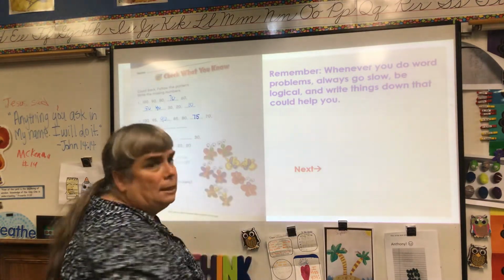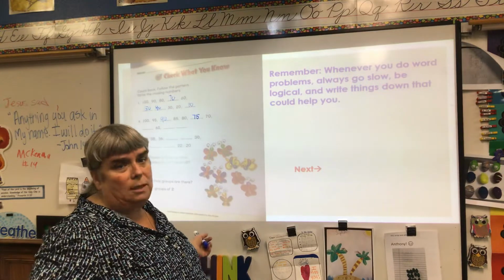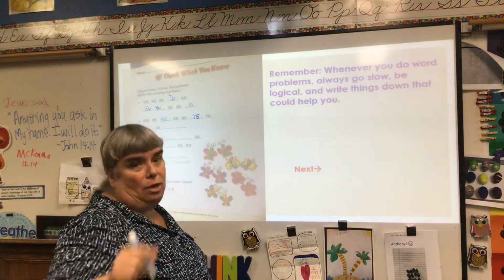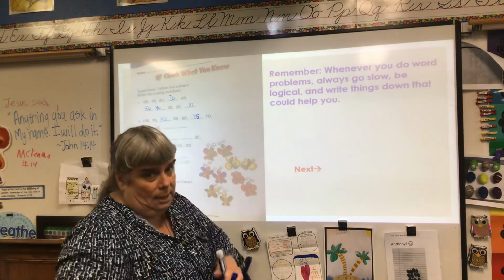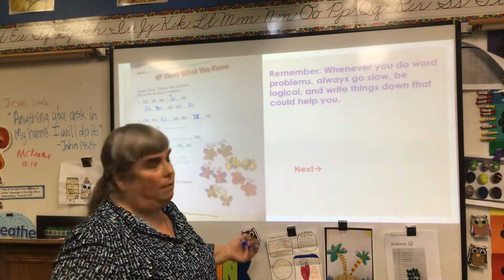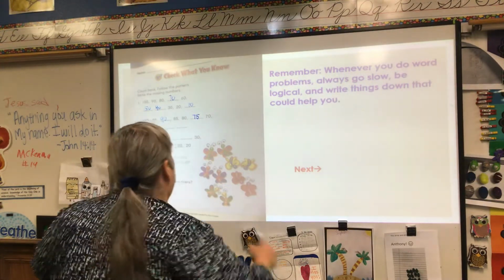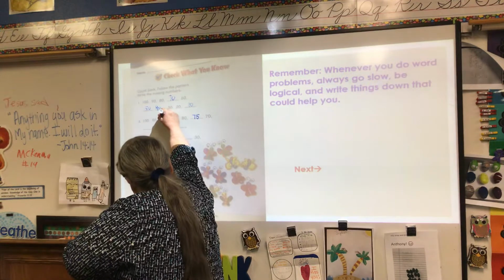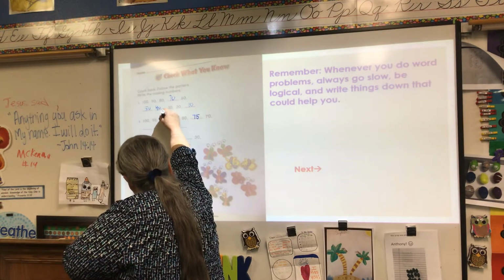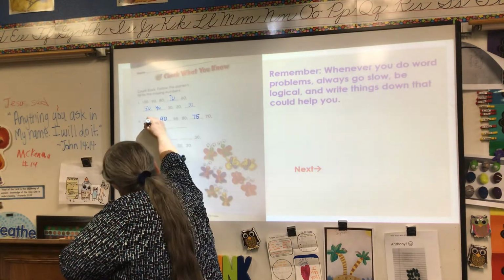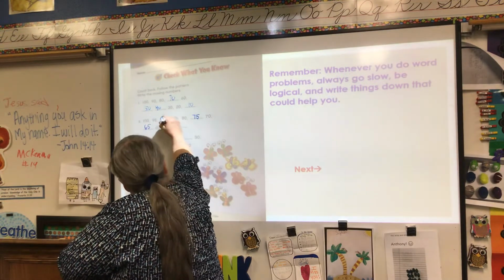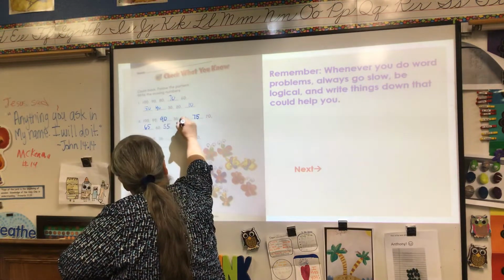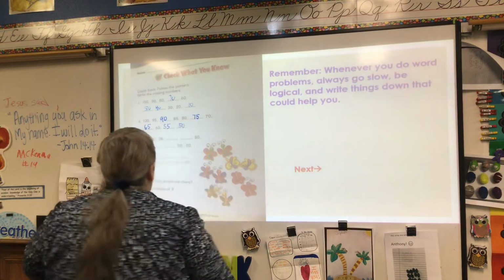Remember when we did this and we talked about multiplying by fives? And every other number is a 0 at the end, and every other number is a 5 at the end. So 90, 85, 80, 75, 70, 65, 60, 55, 50. Not hard.